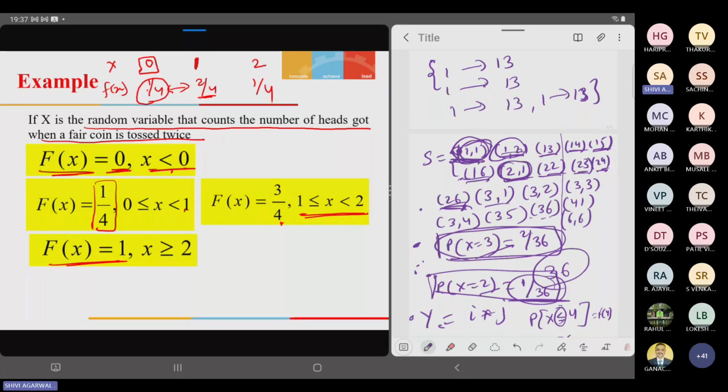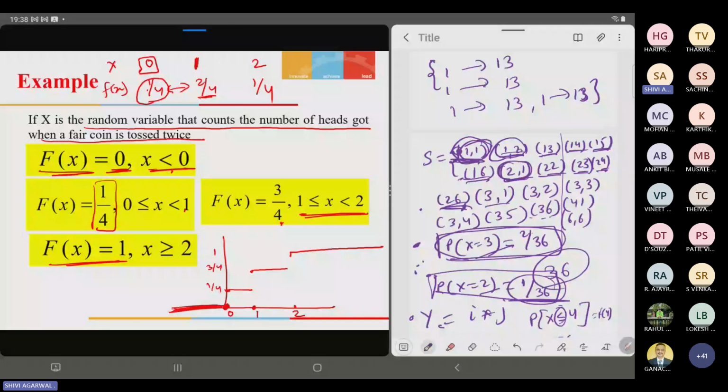So we can say like this, I will just make a graph here. It will start from 0. This is 0, 1 and 2. Before 0, it is 0. Now at 0, it will become 1 by 4. And at exactly 1, it has become 3 by 4, and then this one is 1. So it is 1, 3 by 4 and 1 by 4. So from minus infinity it is 0, and it is going up to plus infinity for 1 here. That is the cumulative distribution function.